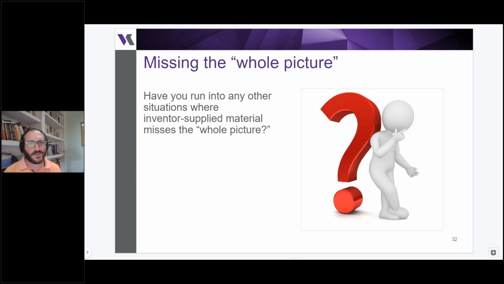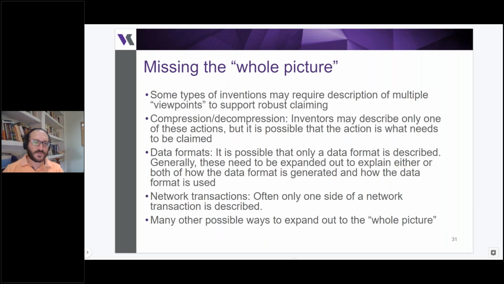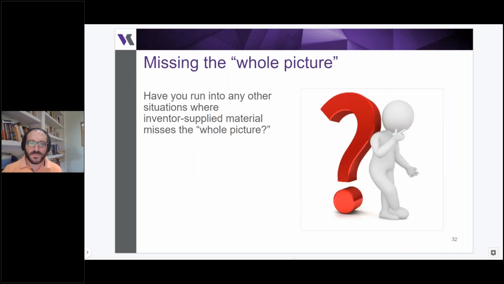So I have a question here. Have you run into any other situations where the inventor supplied material misses the whole picture? If anybody wants to put in chat some examples, other than the compression, data formats, and transactions that I provided, that could be useful for other people. I don't know if anything's coming in. You can let me know, Anna. I don't see anything coming in. Okay, that's fair.